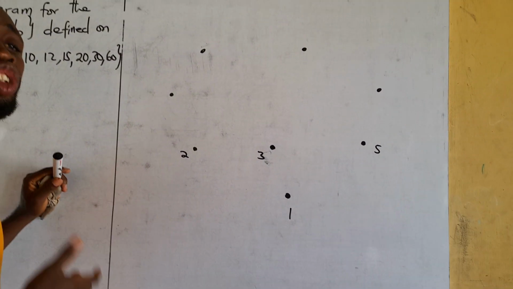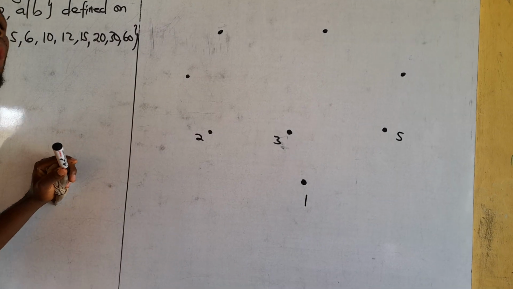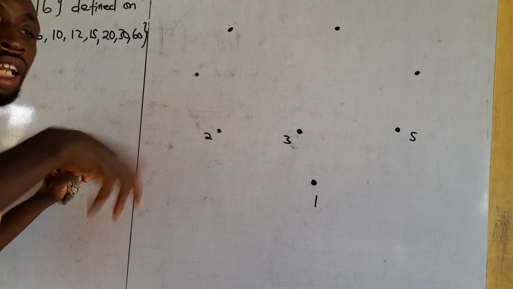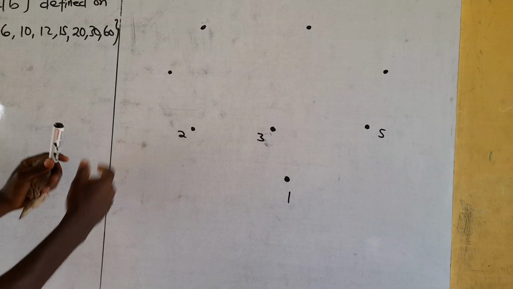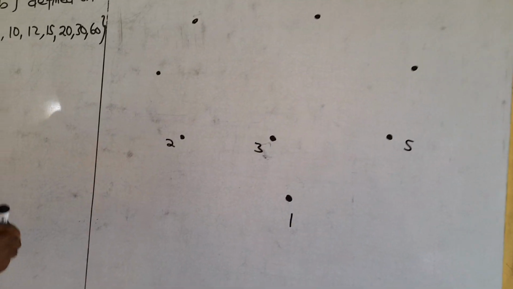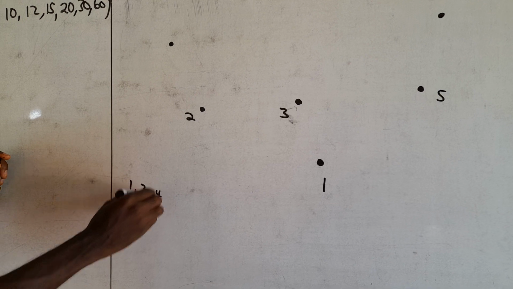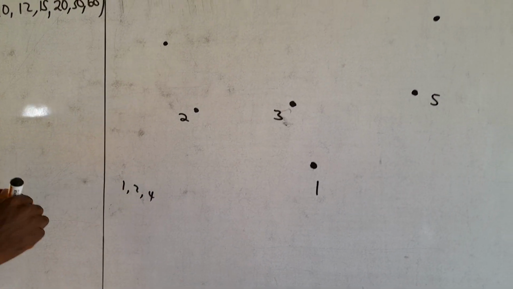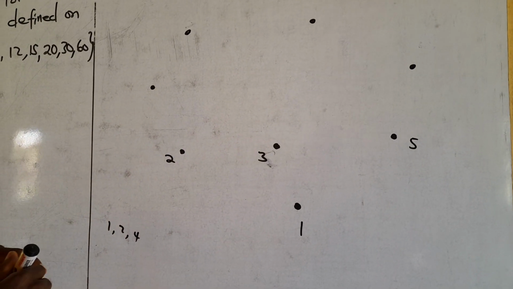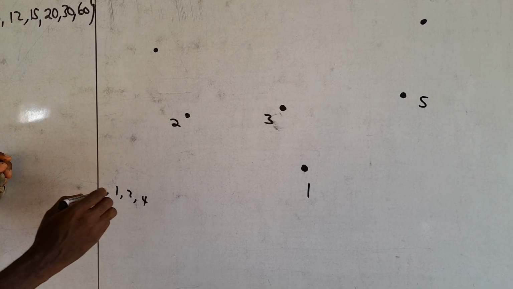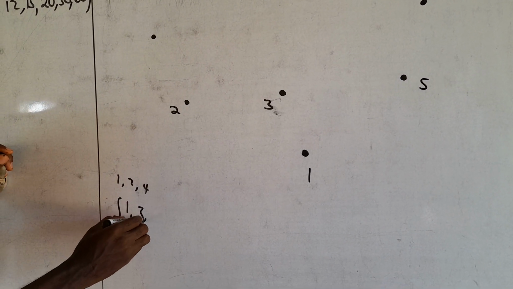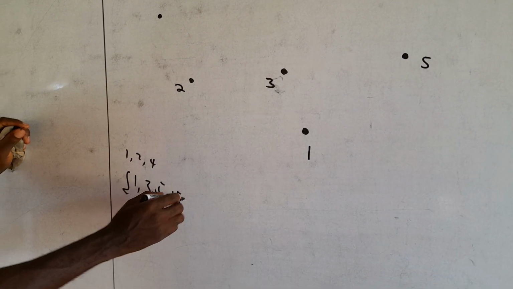Then the next, those that have 3 factors. So you can see that 4 is having 3 factors. The factors of 4 are 1, 2, and 4. What again is having 3 factors? We have 15, which has factors 1, 3, 5, and 15. So 15 is having 4 factors.